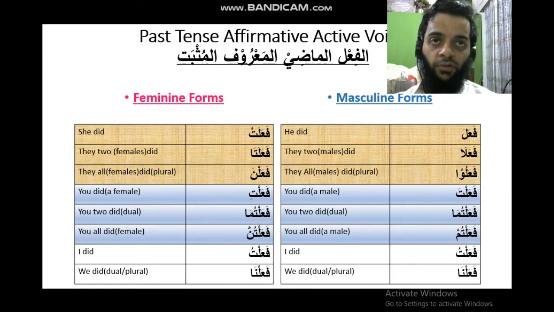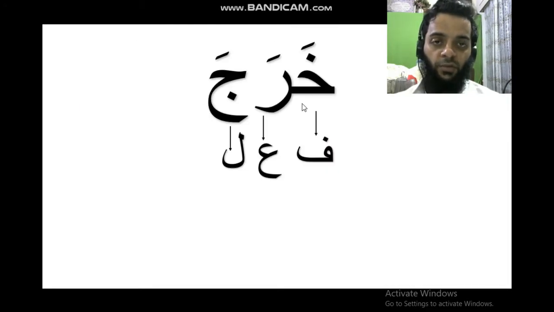For example, here is the verb kharaja, which means he left. Here in this verb, this kha represents fa and this ra represents ain and this jim represents lam. So you can call this fa as fa kalima, this ain as ain kalima, this lam as lam kalima. In English, I guess it is called first radical, second radical and third radical. So here this kha is equal to fa kalima, this ra is equal to ain kalima, and this jim is equal to lam kalima.